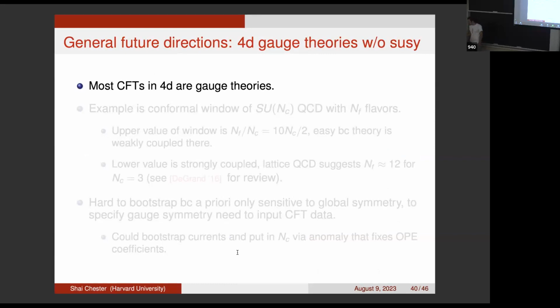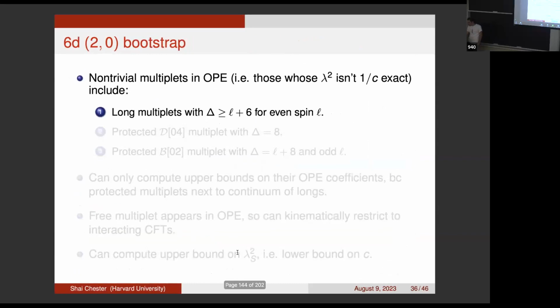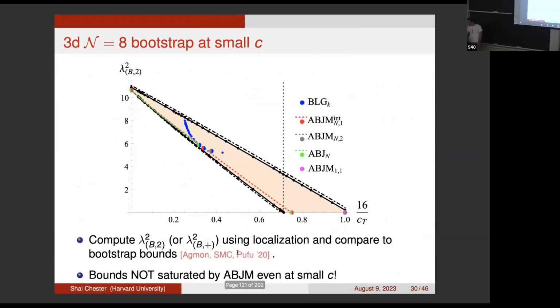Now, any questions before we move on, I guess, to more general future directions? Yeah, can you go back to your slide on the ABJM and showing pure AdS4? Was that ruled out? I was kind of confused with that. Okay, because in the other plots it hugged the bootstrap bound.